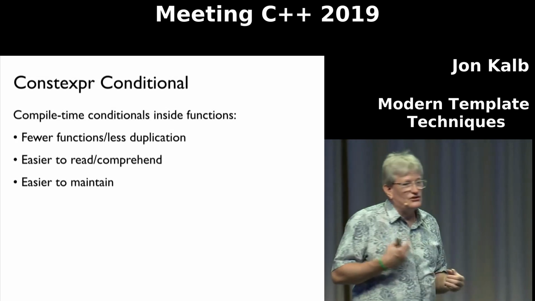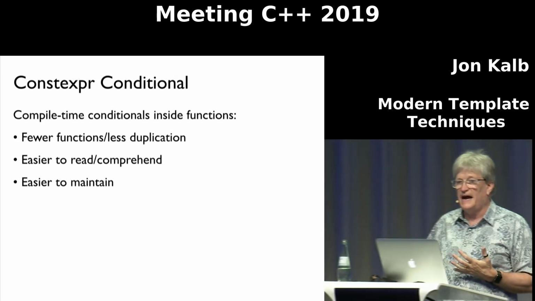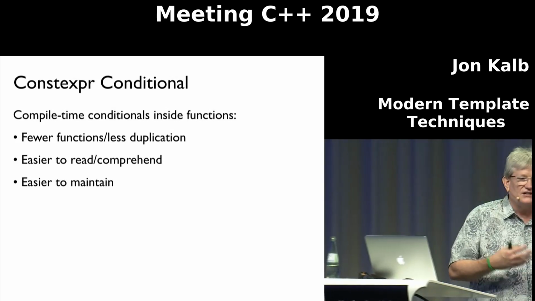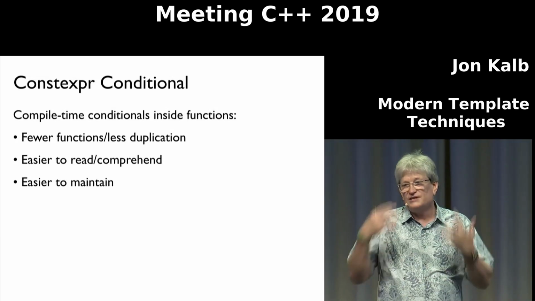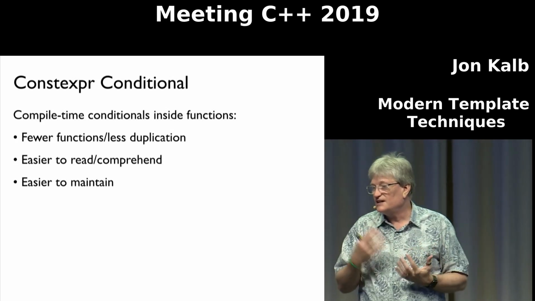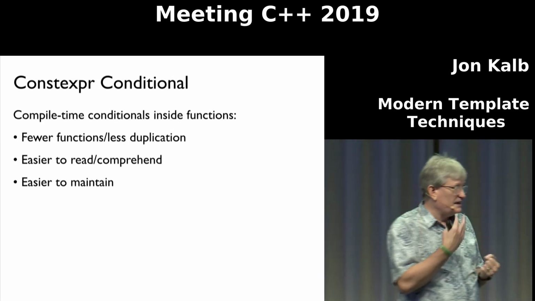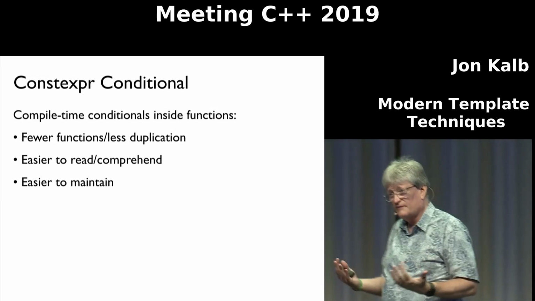Further, I think it's easier to read and understand what's going on. Even if you are familiar with tag dispatch, it's a little more confusing to look at tag dispatch and see what's going on than it is to just look at a single function which has this if constexpr structure inside it. Right? So I think it's easier to read, easier to comprehend, and I would say a good deal easier to maintain because we have fewer functions.